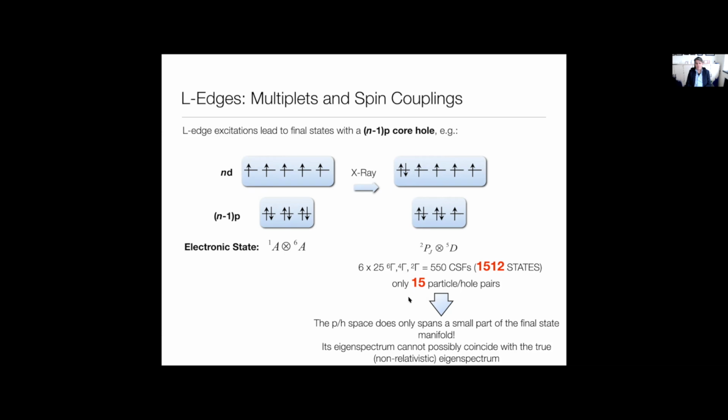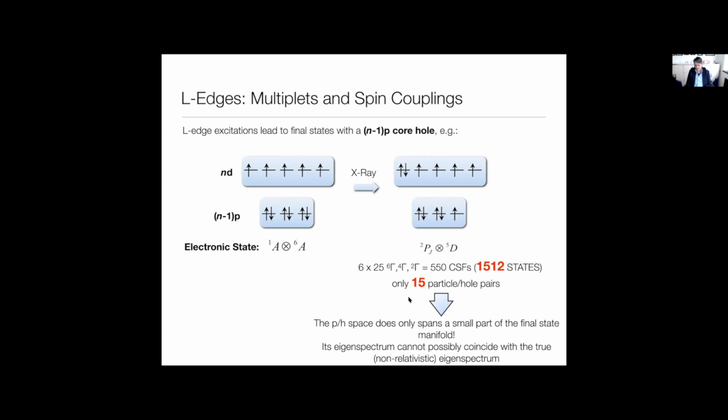And it is not conceivable that with 15 particle-hole pairs, you can calculate a spectrum. That means there are 15 peaks if you do a particle-hole calculation like you do in TDDFT or other methods that live in the particle-hole manifold. So you're missing the number of final states by 2 full orders of magnitude.